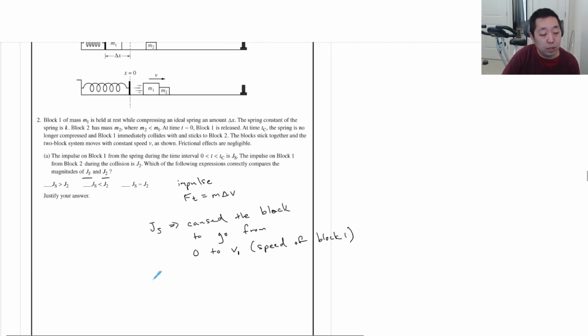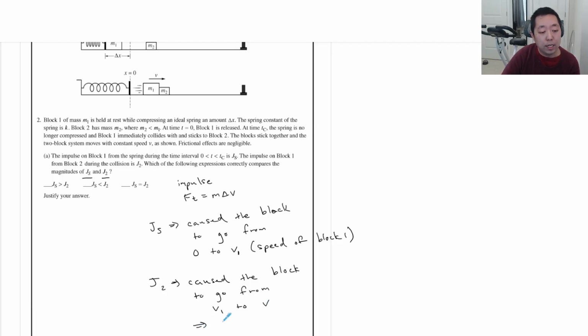However, afterwards the J2 caused the block to slow down, but not as much, from V1 to V. So this is a smaller delta V, because V1 minus V is definitely smaller. The difference here is that the first went from 0 to V1, and this one went from V1 to V, which is not 0. So this is a smaller delta V, and so this one has to be a smaller impulse. So J2 is smaller.